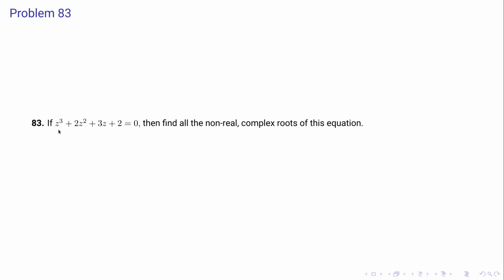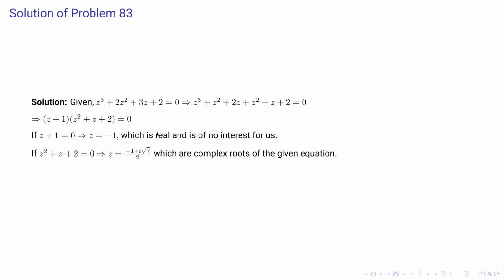Problem 83 says that if z cube plus 2z square plus 3z plus 2 is equal to 0, then find all the non-real complex roots of this equation. So we write this equation as z cube plus z square plus 2z and z square plus z plus 2. Again we take z square common from the first three terms, we will be left with z square. You take z common, then it will be left with z square plus z plus 2. So you take z square plus z plus 2 common again, you will have another factor, z plus 1, is equal to 0.